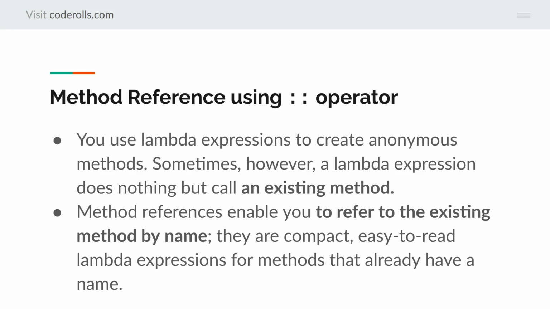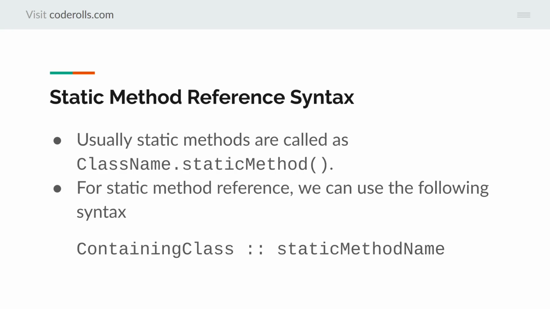Let's see the syntax for a static method. Usually when we call static methods on the class, we use class name dot static method. But in method reference, we use the containing class, which is the class name that contains this method, and here the static method name goes.